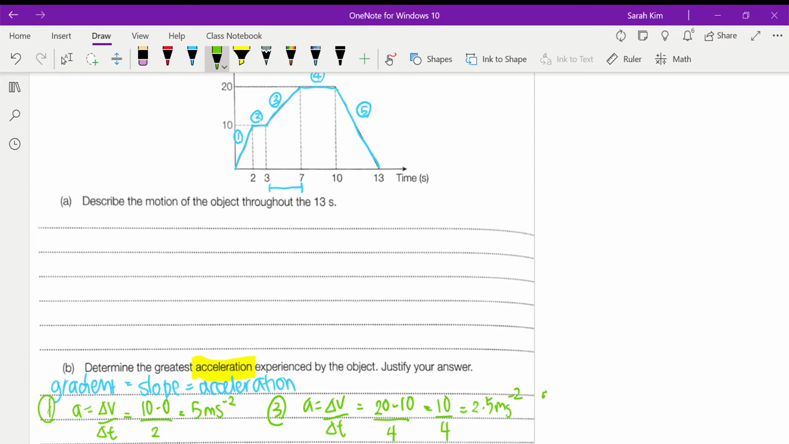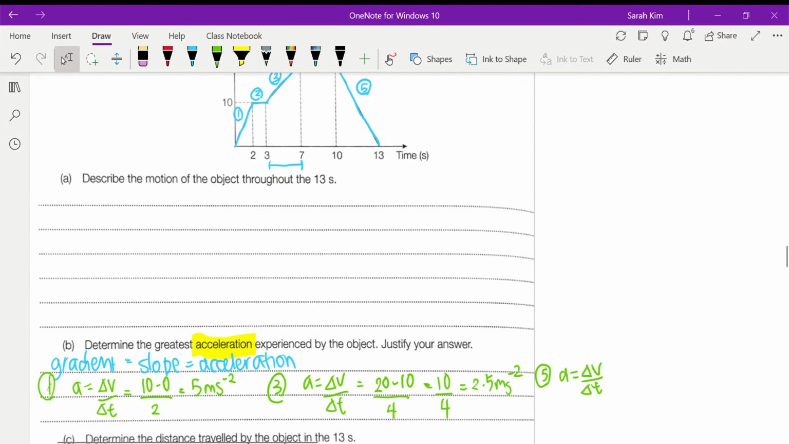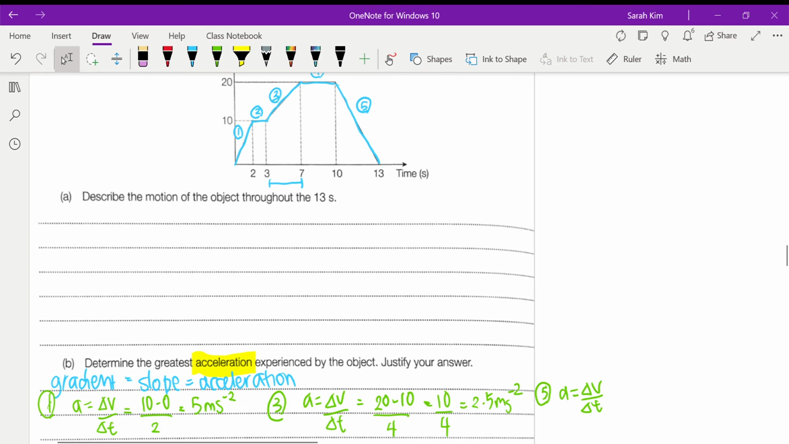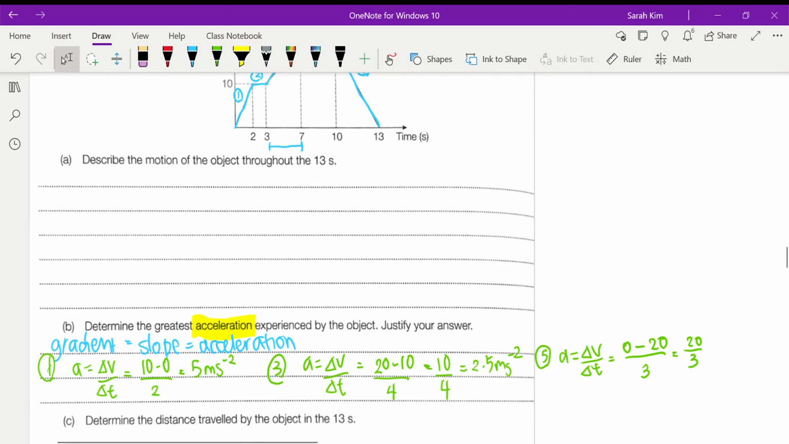And the 5th section. Now you just have to be careful with this. This is speed versus time, so you don't have to put any negative signs. But let's see. Delta v, so my final is 0. My initial is 20. Time is 3 seconds, so that's 20 divided by 3, which is about, I forgot a negative, about negative 6.7 meters per second squared.